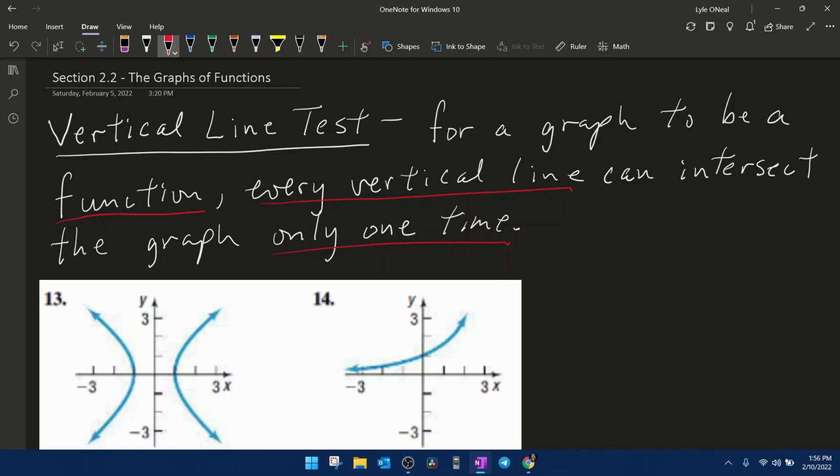We've got a couple of examples here. Number 13, we want to know, is this a function? So you're simply looking for anywhere that you can draw a vertical line that will touch more than one time. If you can find such a vertical line, then that is not a function. So number 13 would be a no. Number 14, notice that every vertical line that I could possibly draw will touch the graph only one time, and therefore this is the graph of a function.